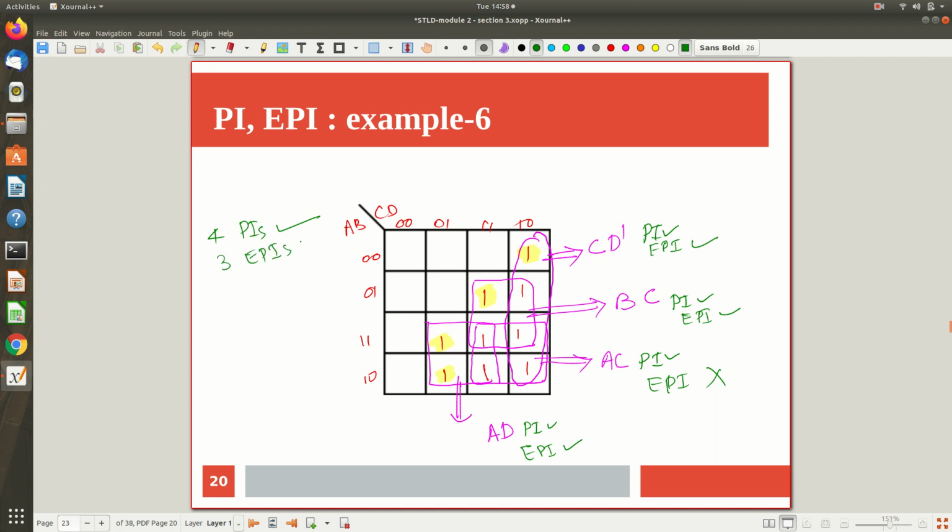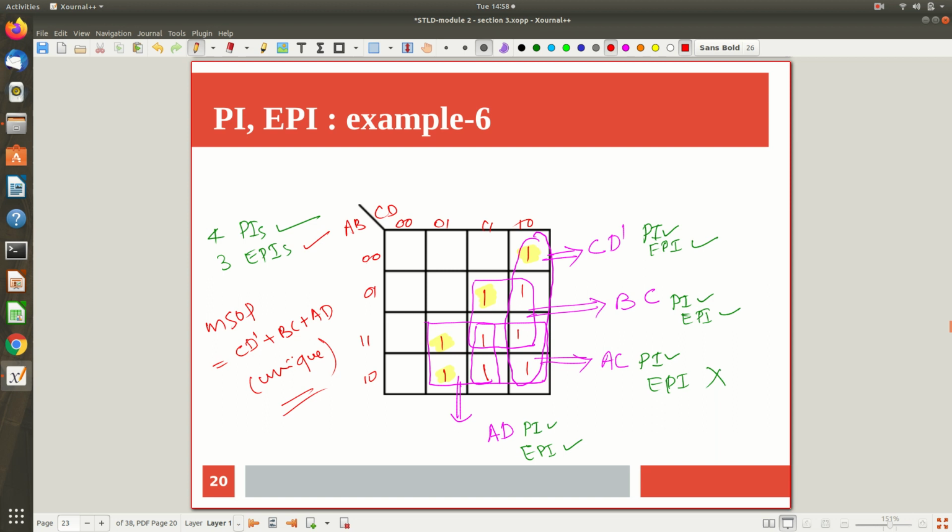And let me write the final expression. So the minimal sum of product expression will be the essential prime implicants. Write them all down: CD' plus BC plus AD. So this is unique, because by all the essential prime implicants, I mean without AC, this is covering all the ones.